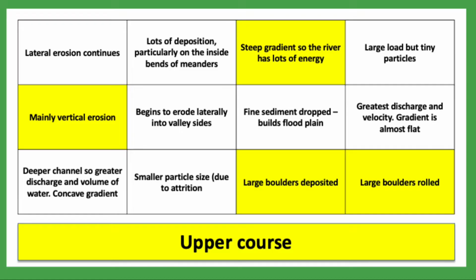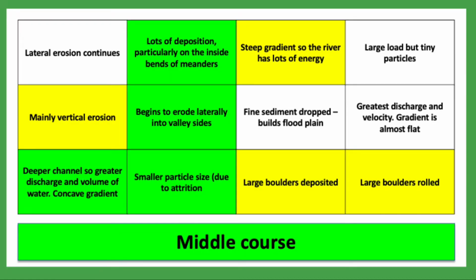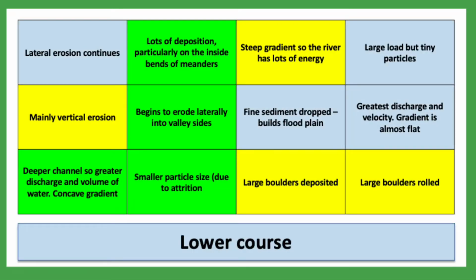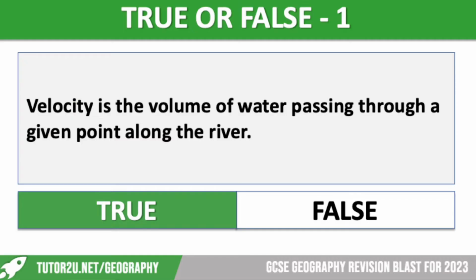Let's have a look at our middle course features. There is lots of deposition, particularly on the inside bends of meanders. It begins to erode laterally, so sideways into valley sides. Deeper channels, so greater discharge and volume of water. And the channel has a concave gradient here. And there's smaller particle size due to attrition that's taken place, which therefore means these ones here are about the lower course. So you've got lateral erosion continuing. Fine sediment is dropped, building up a floodplain. You've got a large load but with tiny particles, and you've got the greatest discharge and velocity, and the gradient here is almost flat.